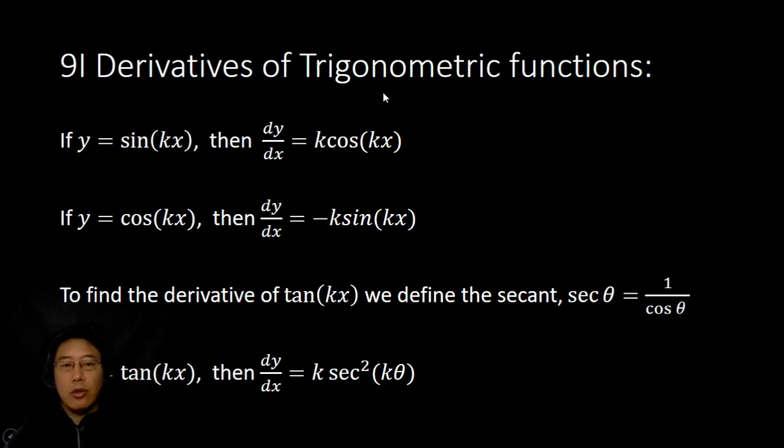With the three main trigonometric functions, sine, cos, and tangent, the derivative of sine is going to be cos, the derivative of cos is going to be negative sine, and the derivative of tangent is a function called sec to the power of 2.